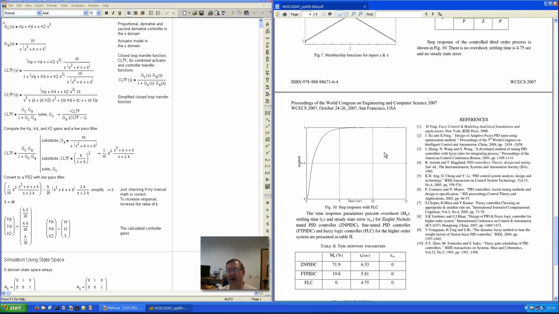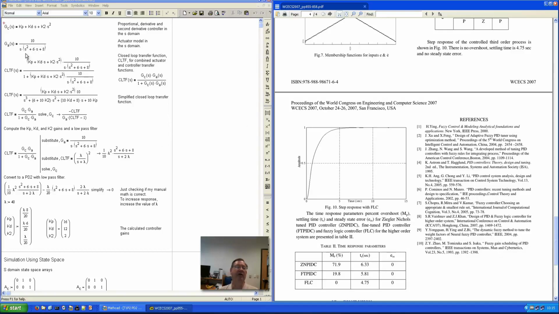And if you read his conclusion, he's very proud of that. And actually, it's not very good. So let's compare his fuzzy logic with my control, and I'm going to use a method of calculating the gains.